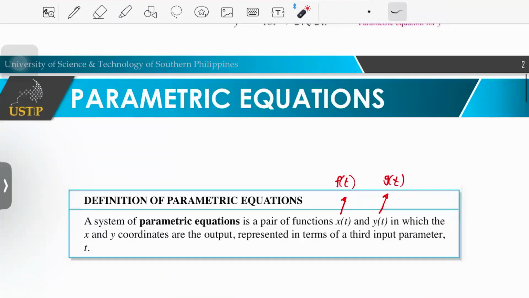Okay, so what is parametric? Again, this is ang parametric equation, class, is a pair of functions x of t and y of t, okay, in which x and y coordinates are the output, okay, represented in terms of a third input parameter t. So basically, nag-introduce lang tao another variable t, no? Nga gi-write na to atong x and y in terms of that variable.